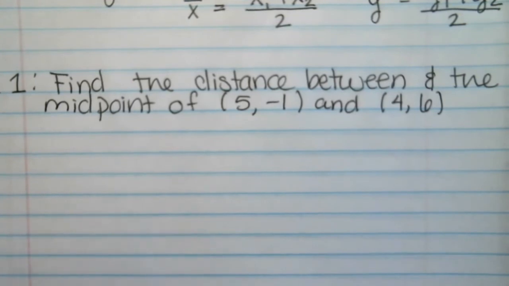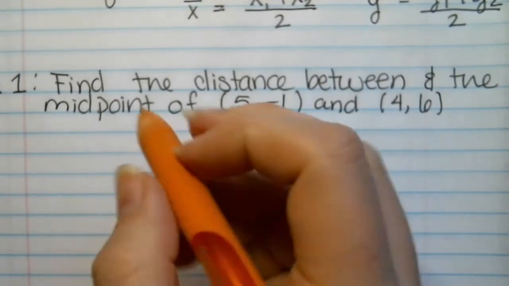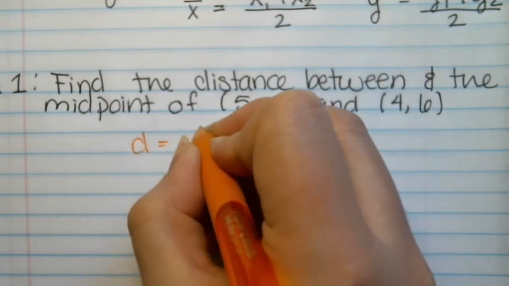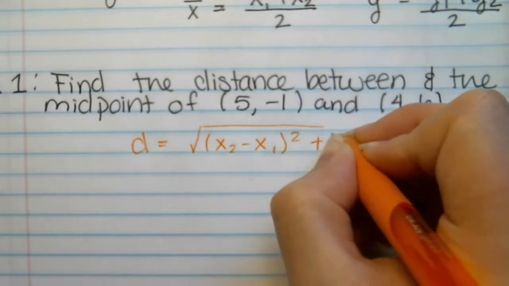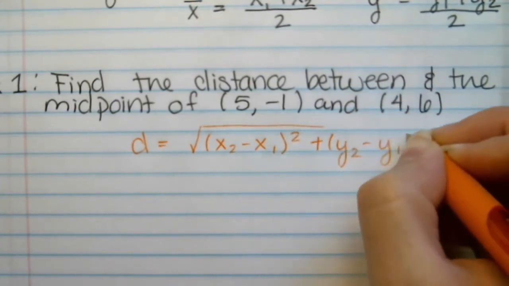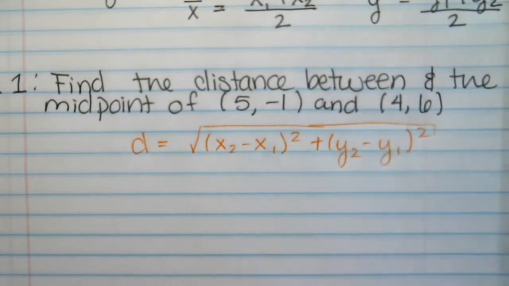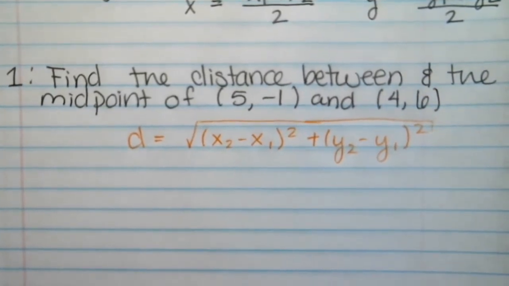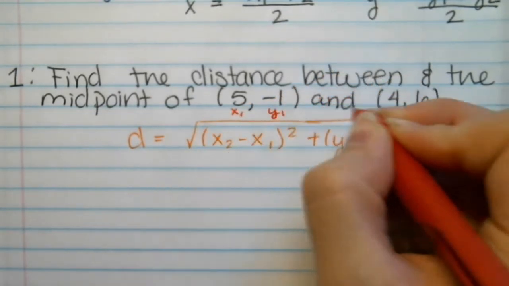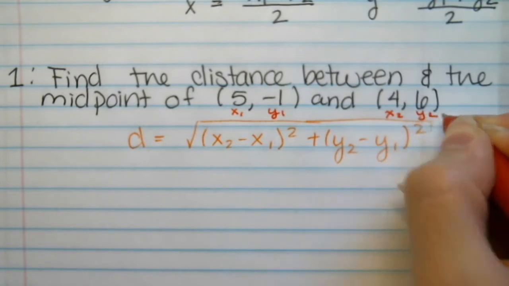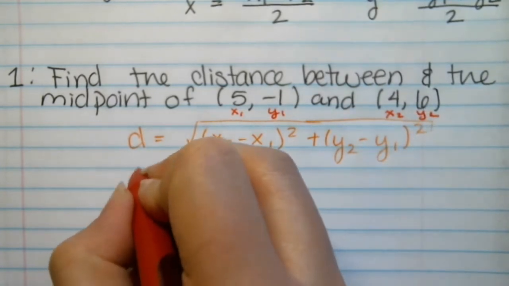Okay, so let's do the distance first. So I'm just going to go ahead and copy my distance formula. So that would be square root of x2 minus x1 squared plus y2 minus y1 squared. Okay, so like I said before, it doesn't matter which one you label as x2 and which one you label as x1. The formula is symmetric, so you can use either one. Okay, so we're just going to go ahead and label this one as x1, y1, and this one is x2, y2.